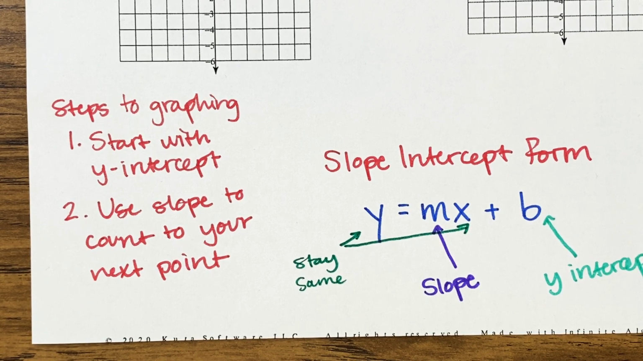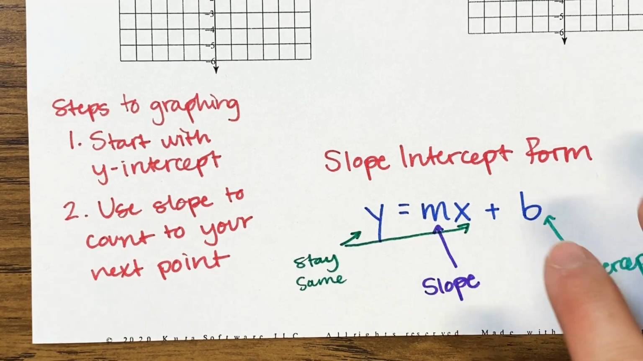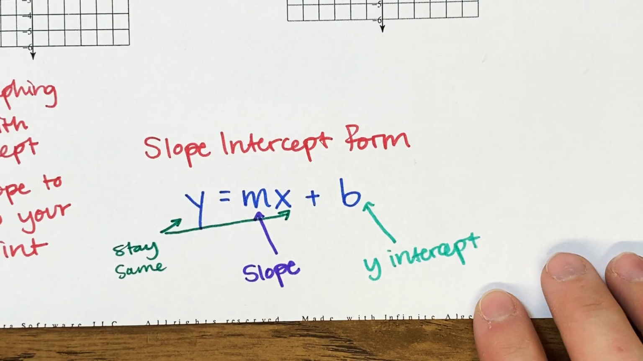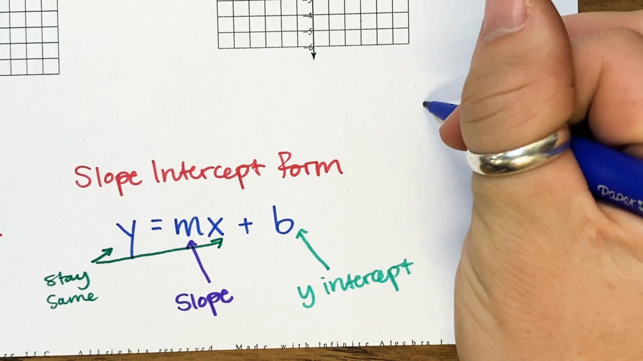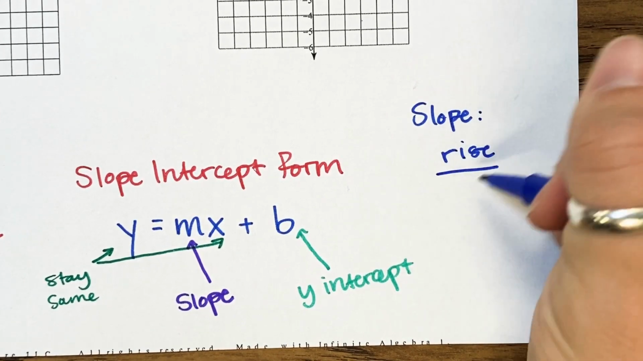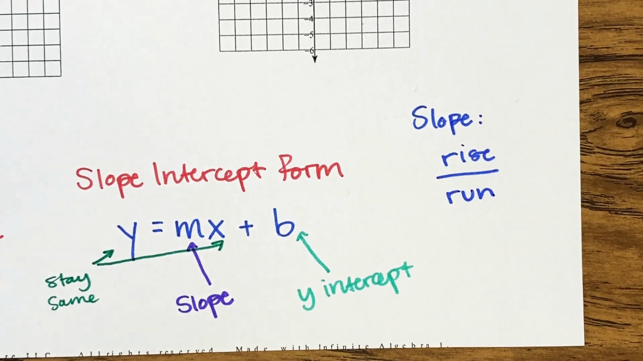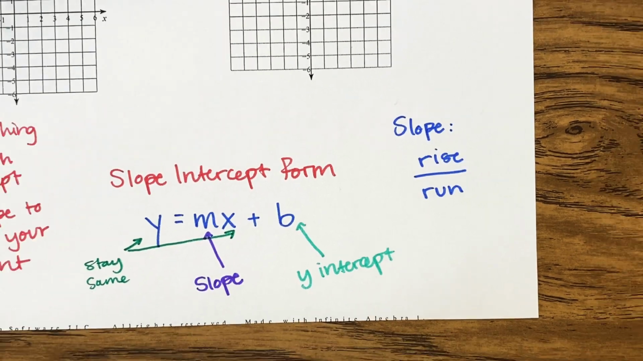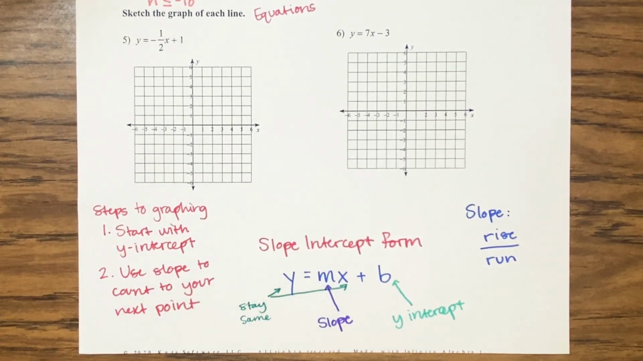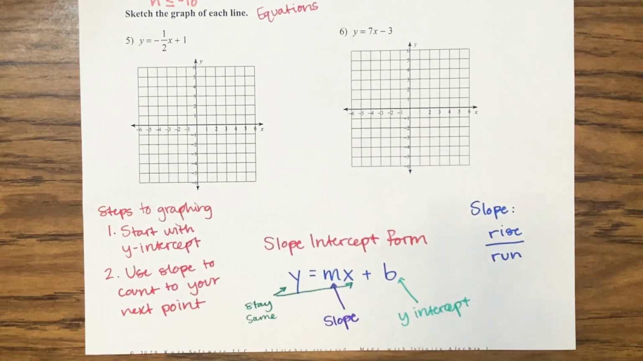Beautiful. The last little note we are going to write, let's write it over here on the other side, is that slope is always rise over run. We'll talk about that more in just a second. Make sure you have all of those notes at the bottom, and then we will practice actually graphing these equations using all this stuff we just talked about.